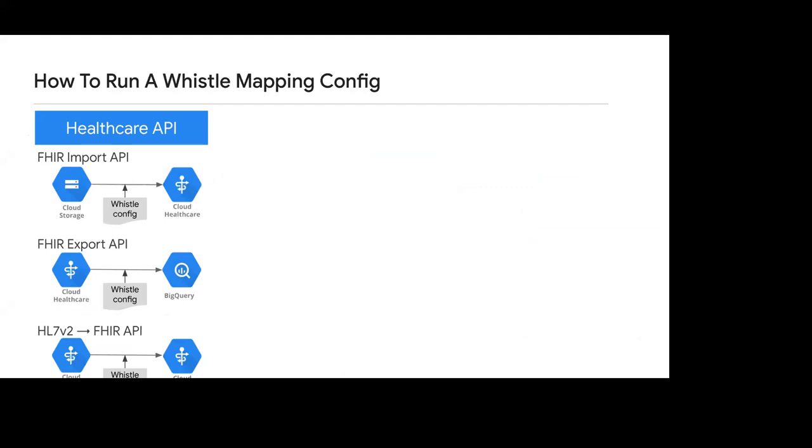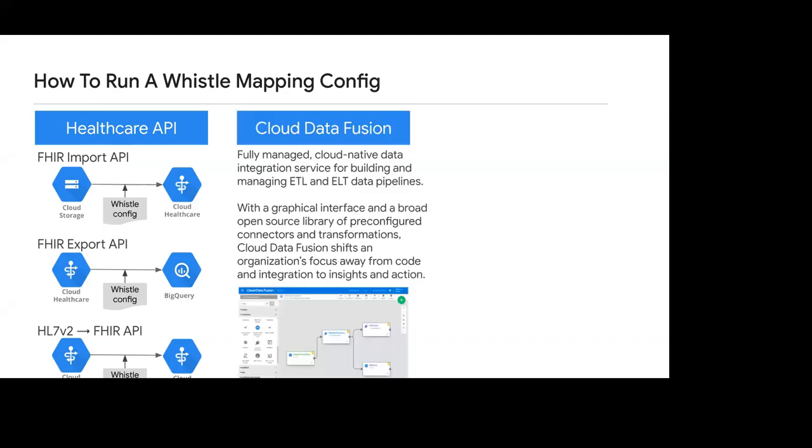So how do you run the WSDL mapping config? Three options. The first option is within the healthcare API. Kalyan talked about the FHIR import API, export API, and so on. As part of going from cloud storage into a FHIR store, you can insert a WSDL mapping config. The same thing as you're going from the FHIR store through to BigQuery, you can again insert a WSDL config to convert it. And HL7 version 2 store to the FHIR store on Google Cloud, again, insert a WSDL config there as well. So that's your first option.